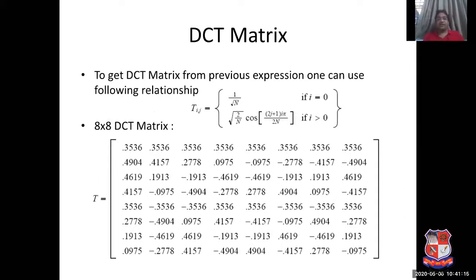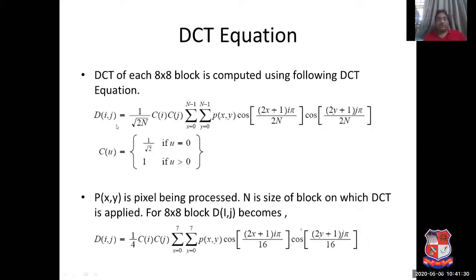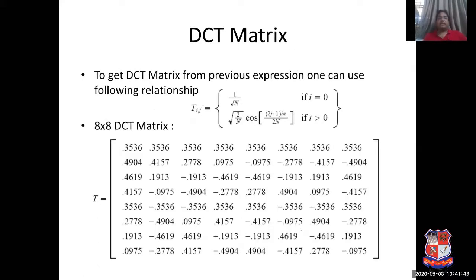So this is the equation that we had seen in the last slide. If you apply that equation on 8x8, if the total number of pixels that we are considering is 8x8, then this is the standard matrix that we are getting. Using this equation, if you put the values of X and Y for each pixel of the 8 cross 8 block, then you will get a DCT matrix, and that DCT matrix is something like this.